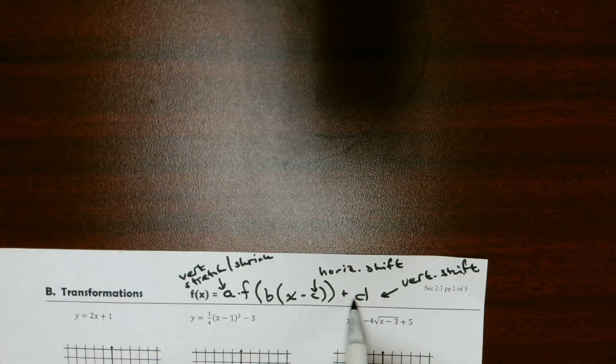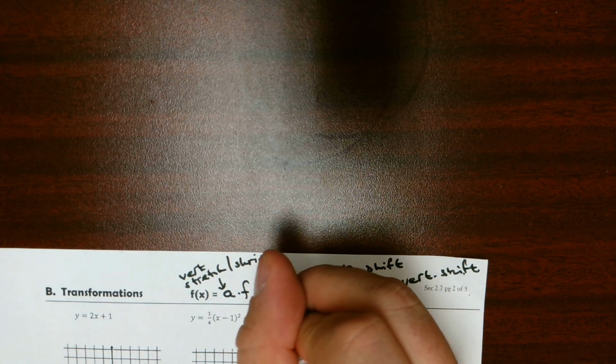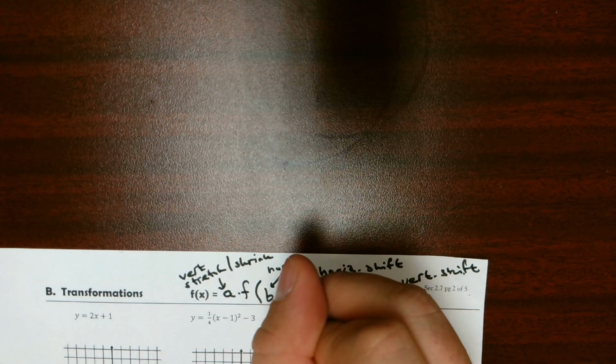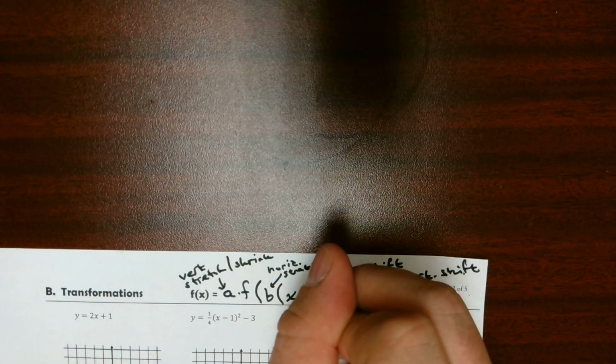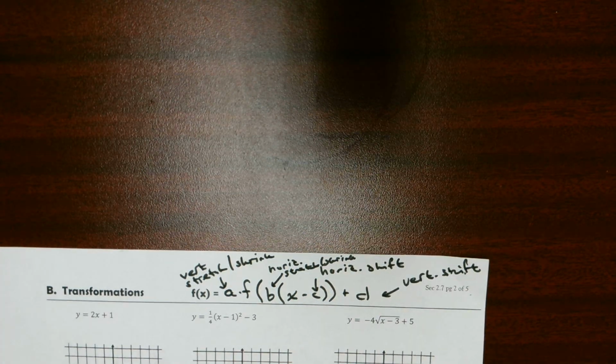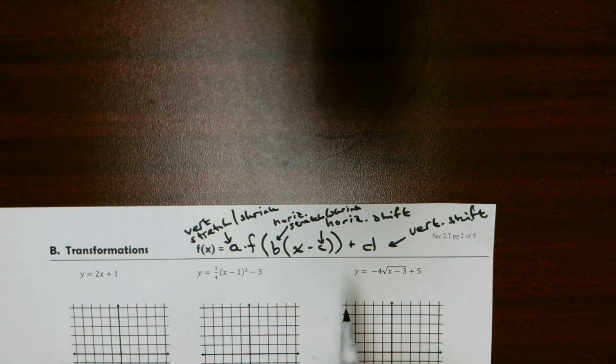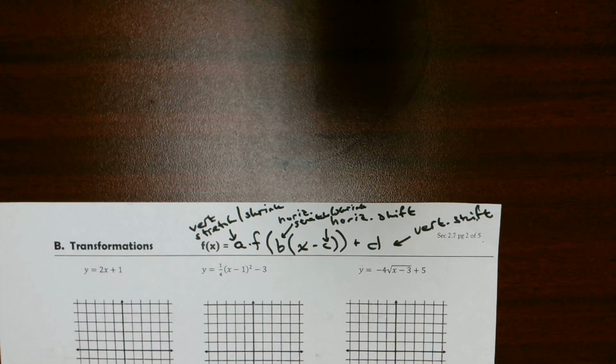Okay, notice that whenever something is added or subtracted, it's going to be a shift. And B, which we're not going to use a lot of right now, is going to be our horizontal stretch or shrink. Okay, horizontal stretch or shrink. And notice anything inside the function is going to be pertaining to the x variable or the horizontal component.